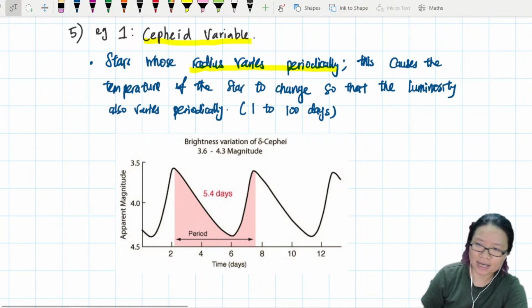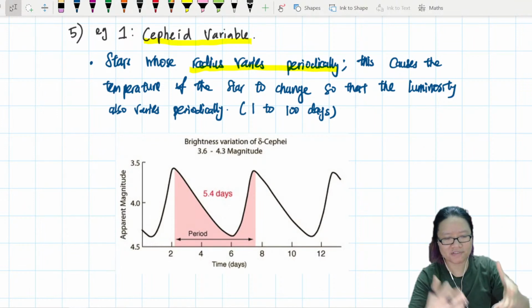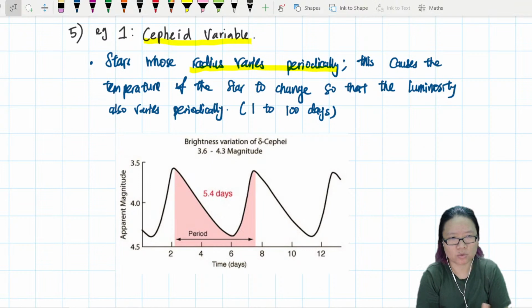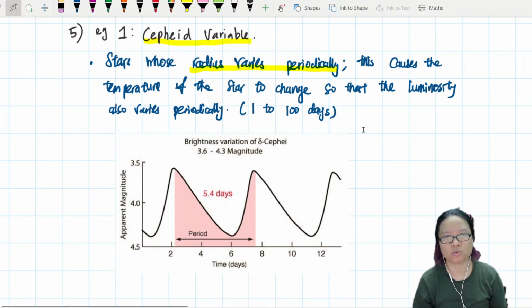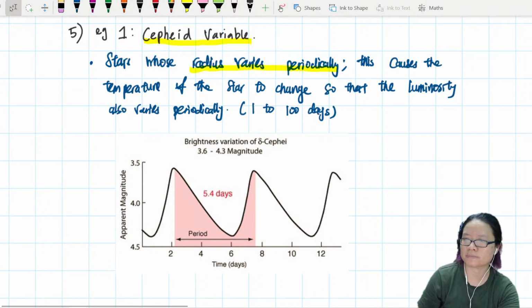The star is a giant ball of gas. So whatever is happening inside that star, it will cause it to glow and then dim, and then glow and then dim. Don't get me wrong, it's still bright. It's just that it will glow and dim across 1 to 100 days. So the luminosity will change periodically.